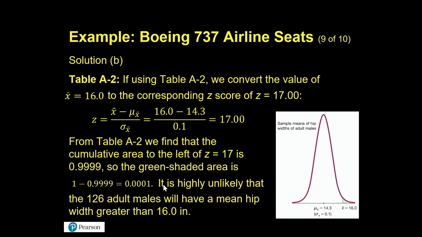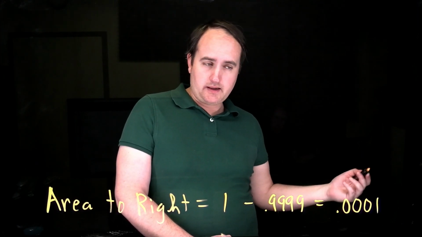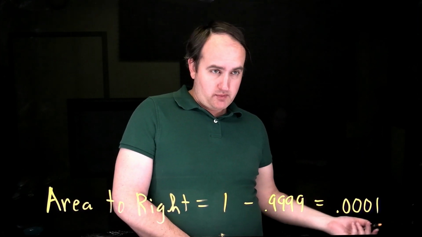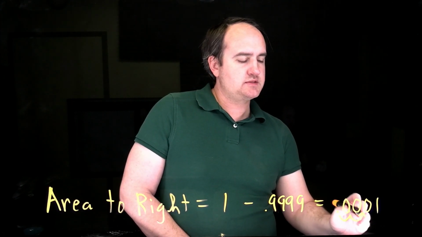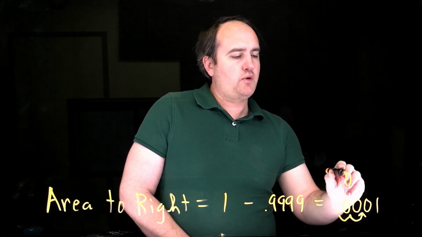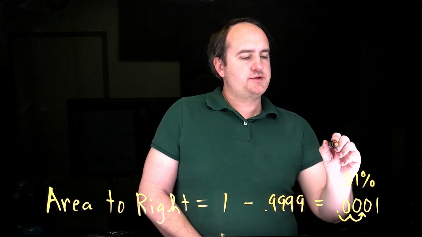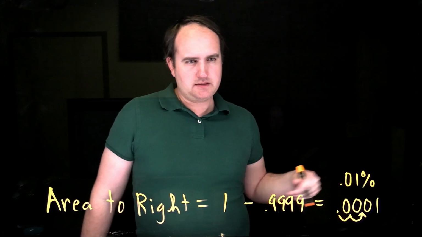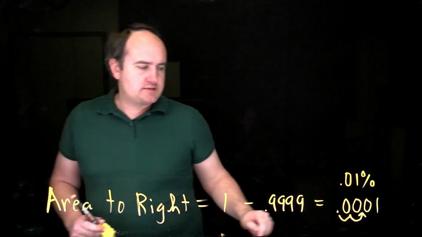So you can always convert this to a percentage. If you look at that number, the decimal that we got, remember that's the area to the right, but it's also a probability. So you can think of that as, if we move the decimal 2 places to the right, there's a 0.01% chance. So that's a very low chance of that occurring.